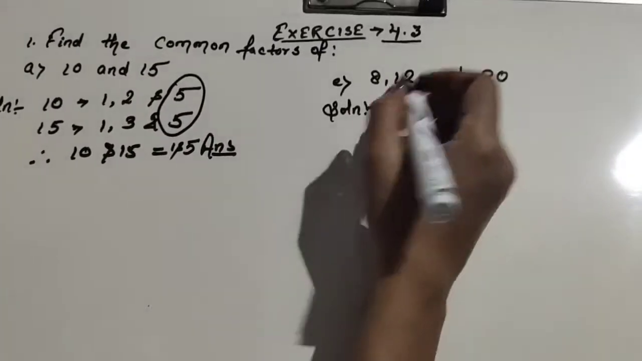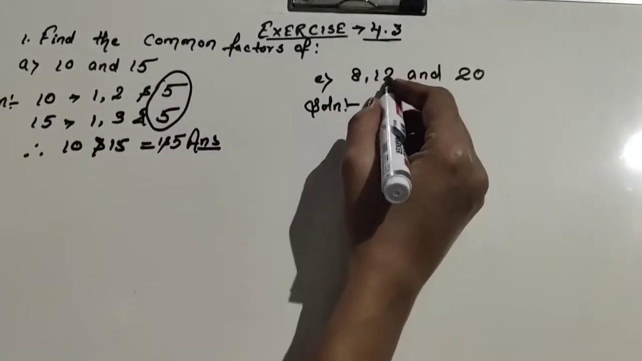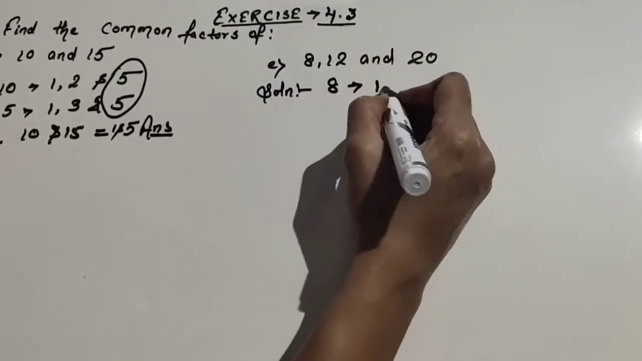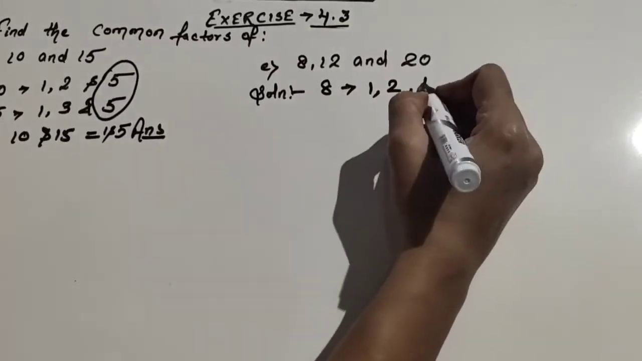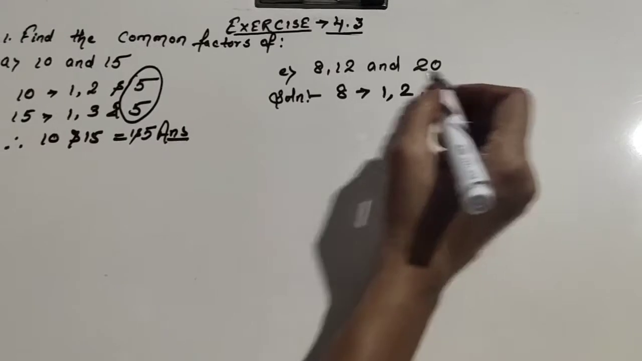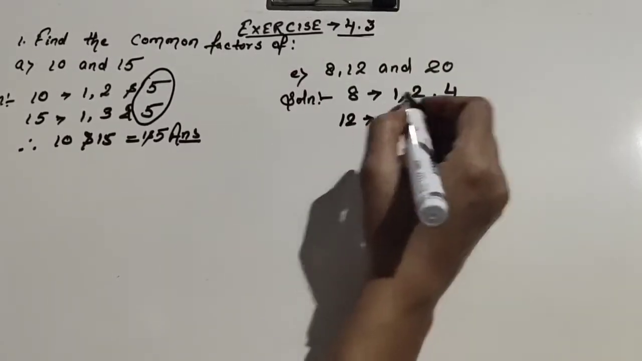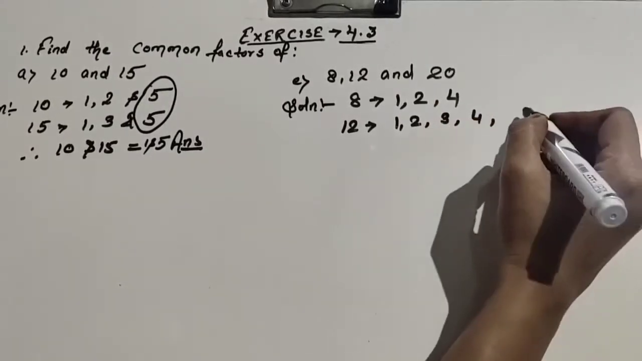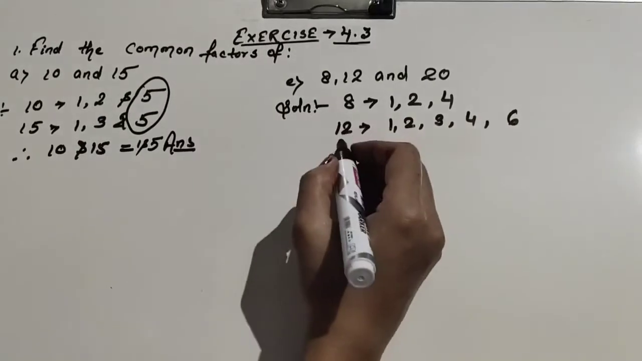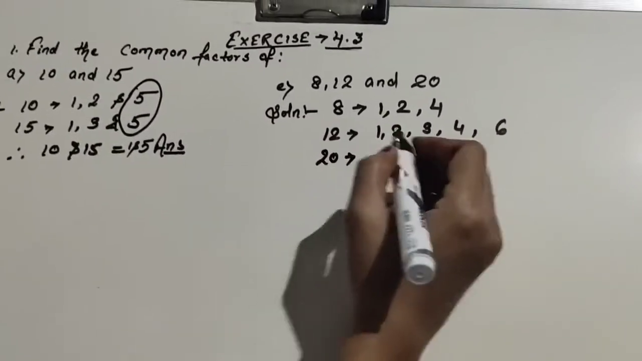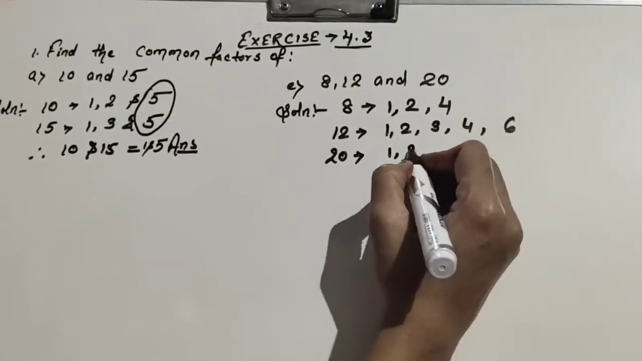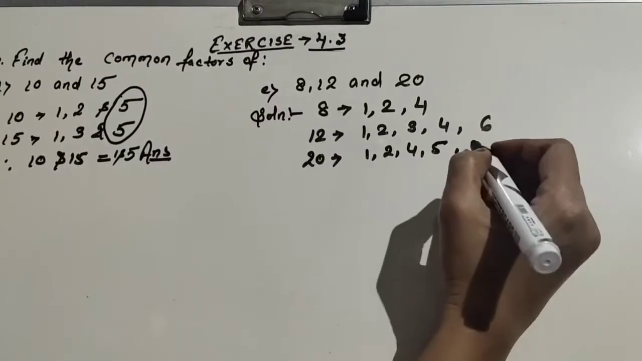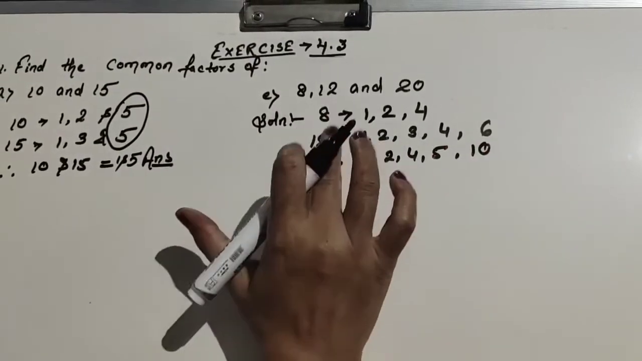One more example I give you. Question number E: 8, 12 and 20. We will find out the common factors. First of all, 8: 1, 2, 4. These are the factors of 8. Now 12: 1, 2, 3, 4, 6. And the last is 20: 1, 2, 4, 5, 10. These are the factors of 8, 12 and 20.